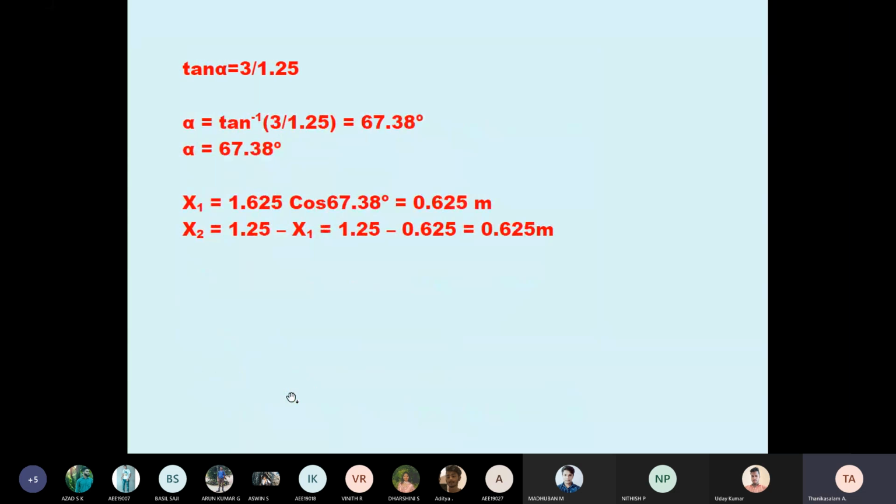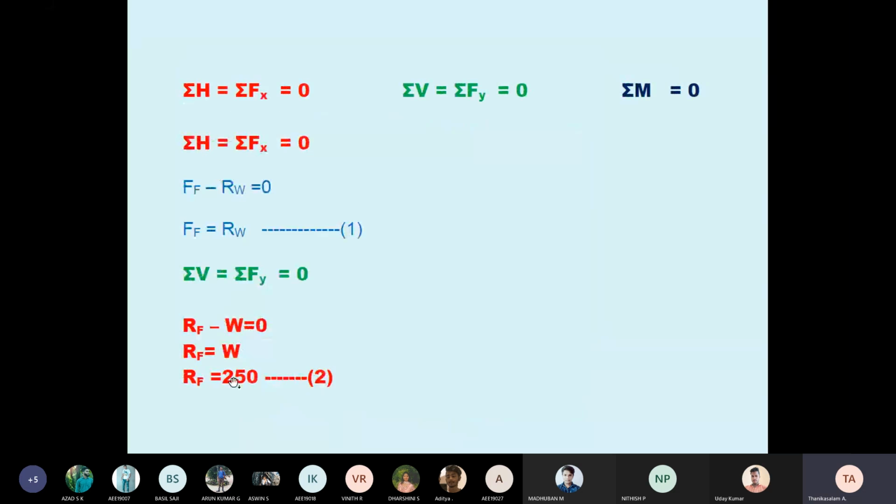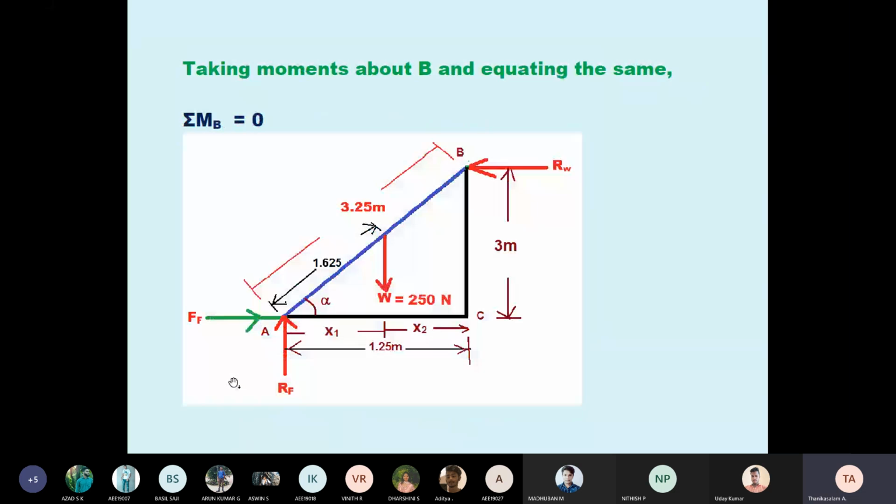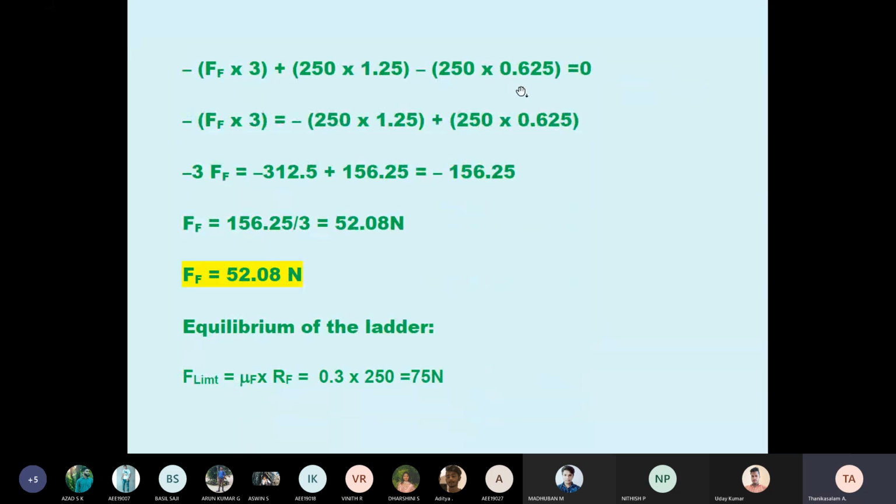Then what is RF? RF we already calculated. See here, RF equal to how much? RF already calculated, 250. Therefore 250 into 1.25 minus 250 into 0.625. So take it to the right side. Therefore minus here, plus, so you have to multiply. Therefore the final answer is minus 3F equals minus 156.25. Minus minus cancel, 156.25 divided by 3. That is 52.08 Newton. F is the friction force at floor. This is our aim.